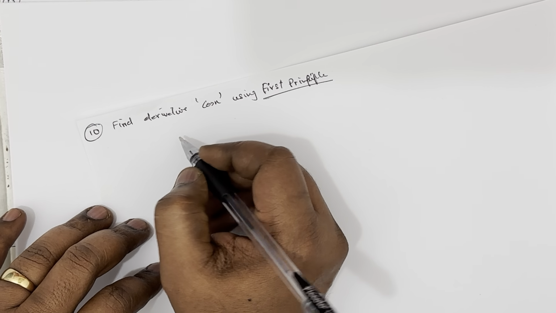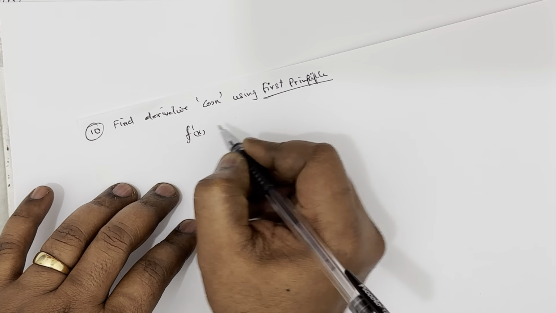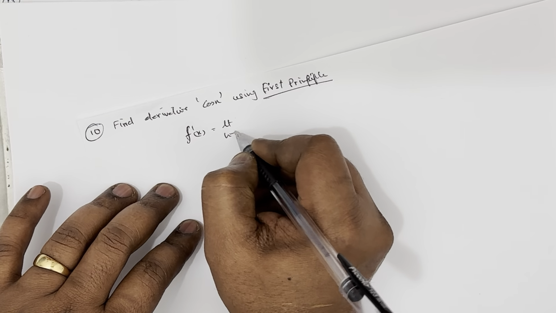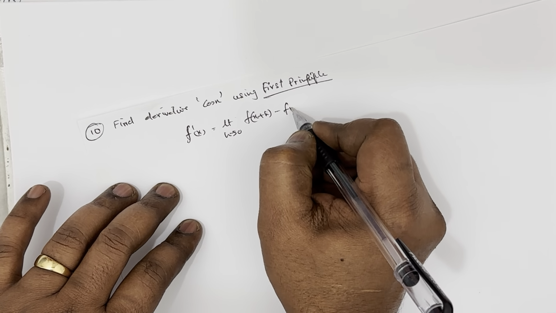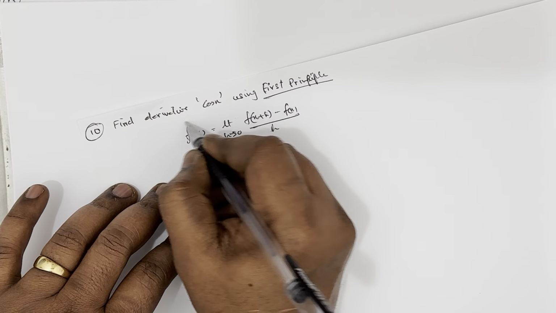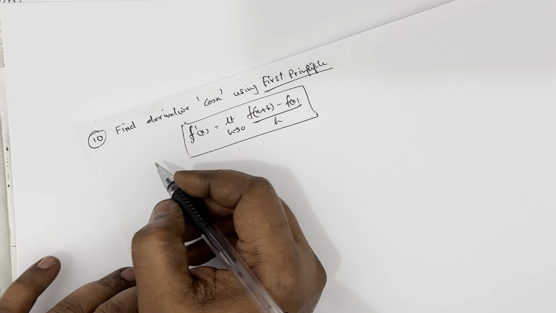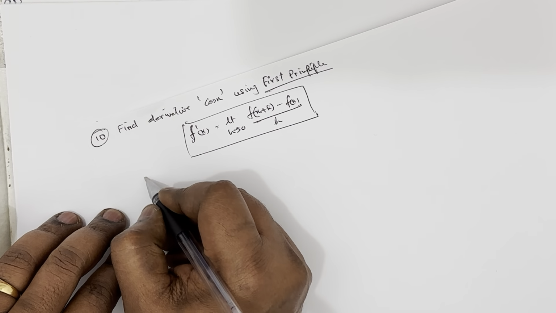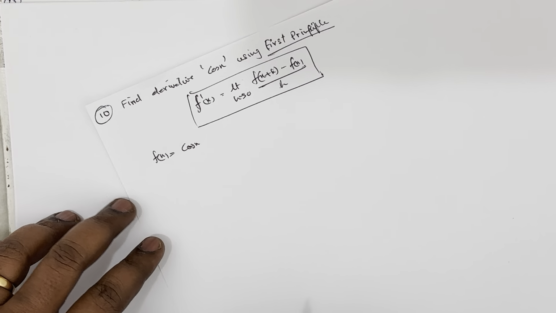So what is the first principle of derivative? The formula: f dash of x is equal to limit h tends to 0, f of x plus h minus f of x upon h. Okay, so this is the formula for the first principle of derivative. Now this is cos x, so f of x is equal to cos x. Now we have to find f dash of x.